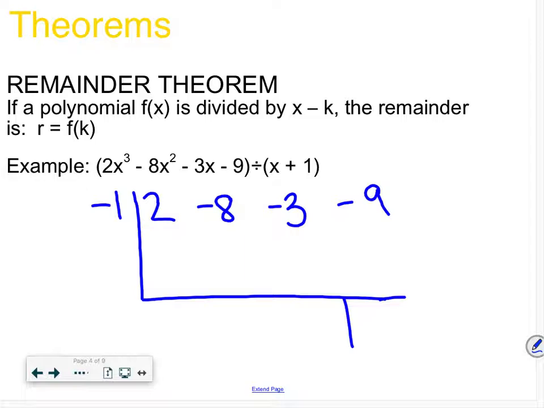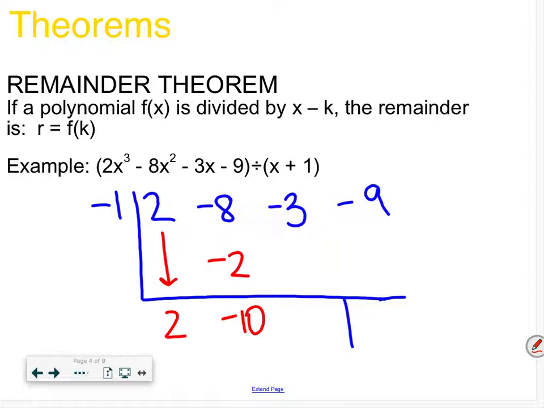If there's a missing term, you've got to put a 0 there. We don't have that issue. Okay, remember how to do this? Bring down the 2. 2 times negative 1 is negative 2. Add to get negative 10.